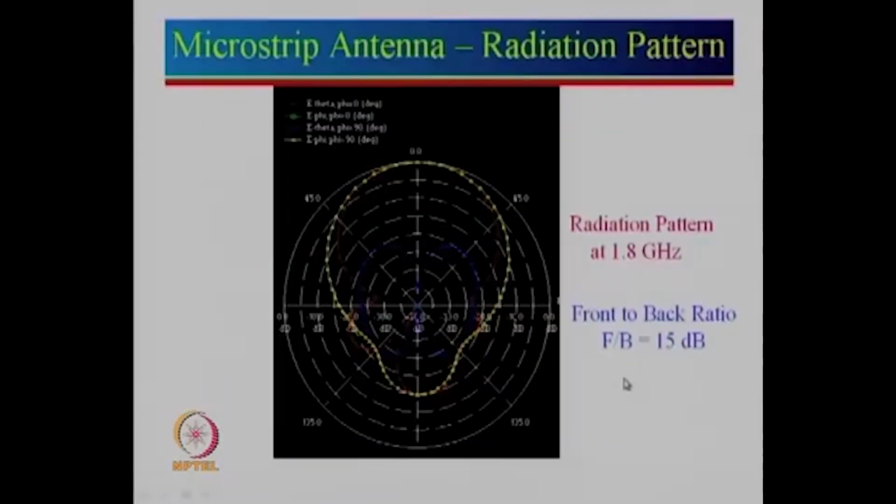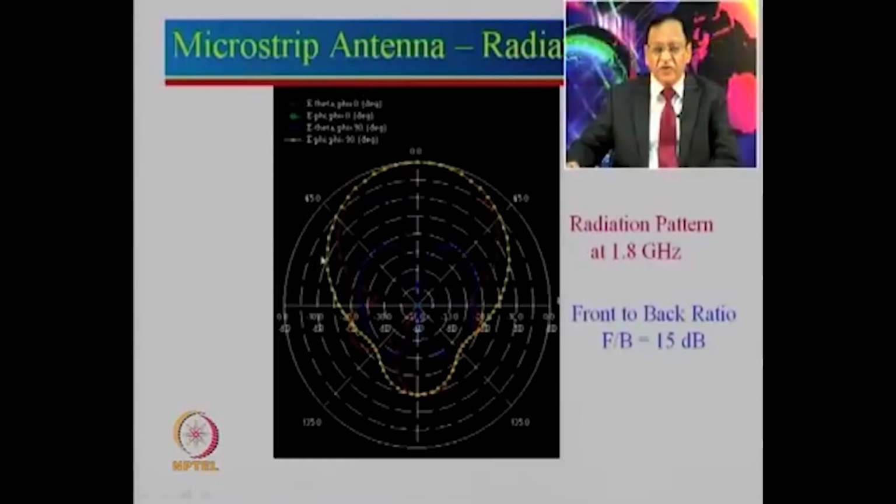Here in this example it shows the radiation pattern of a microstrip antenna. For the designed antenna we have shown the radiation pattern at 1.8 gigahertz, which was the center frequency. You can see there is one yellow curve and one red curve. It shows the E plane and H plane radiation patterns, and you can also see that there is a back radiation here. So we define front to back ratio, F by B. From the maxima to this value, each scale here is 5 dB, so that is about 15 dB. So the front to back ratio is about 15 dB.